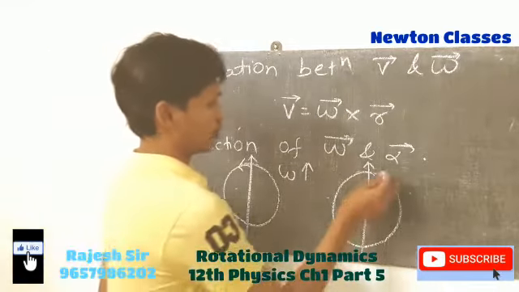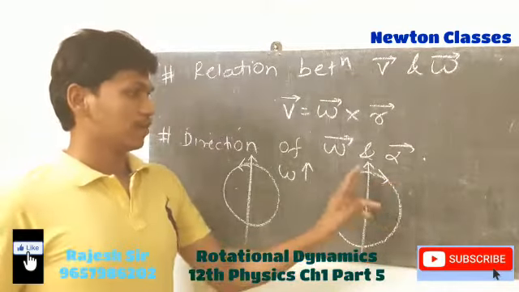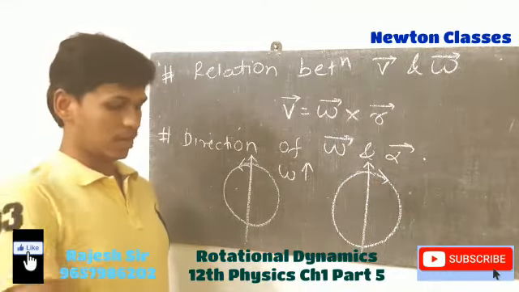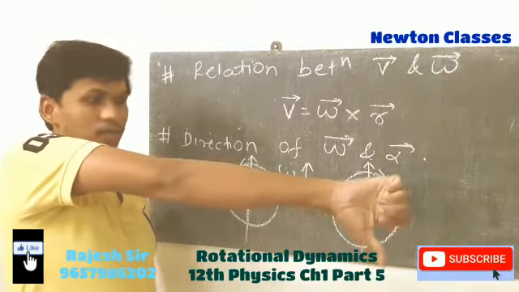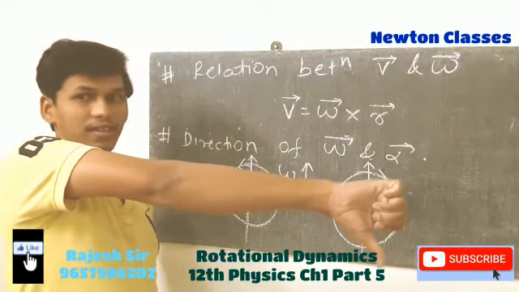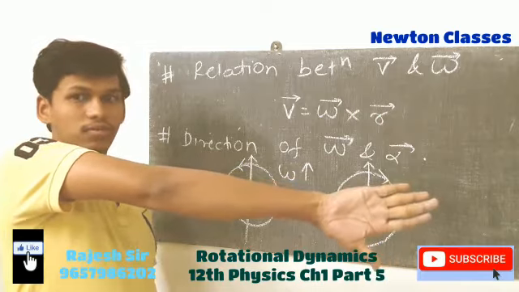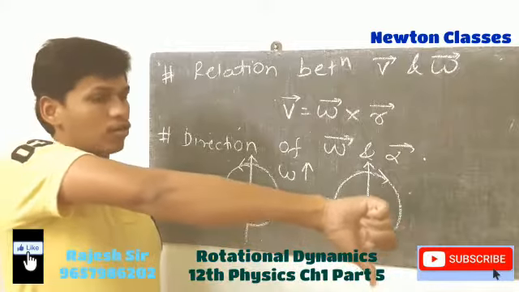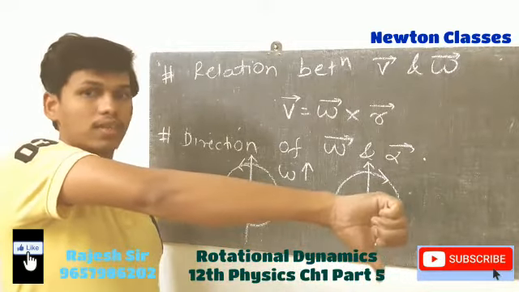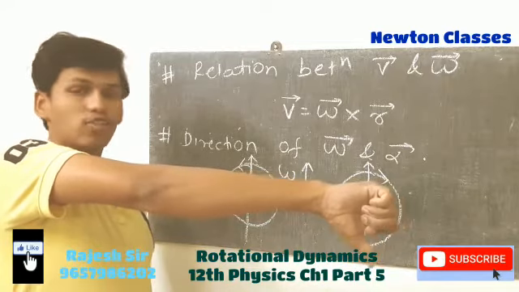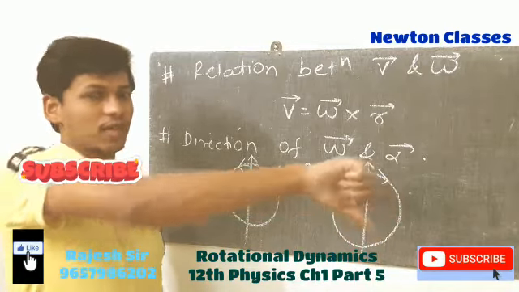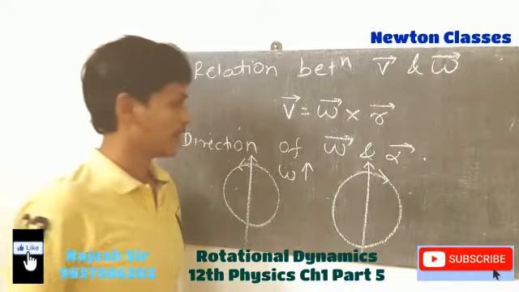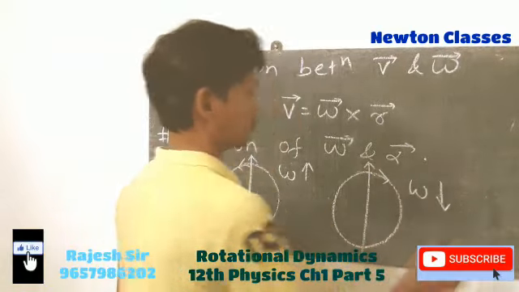Now what is the case when the particle performing circular motion moves in a clockwise manner? Then we can consider our hand in this manner, such that our fingers denote the direction of the object which revolves in a clockwise manner. Then the direction of the thumb is downward, therefore the direction of angular velocity is downward. Therefore when a particle performs circular motion in clockwise direction, then the direction of omega bar is downward.